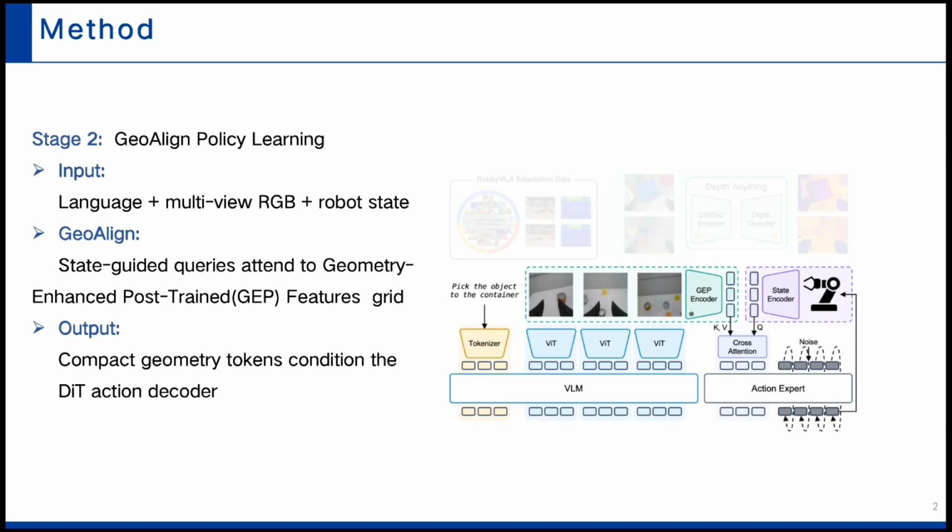The second stage is GeoAlign policy learning. The frozen geometry branch produces an image-space GEP grid from multi-view RGB observations, and proprioceptive state queries cross-attend to this grid to extract 8 compact, phase-dependent geometry tokens. These tokens are concatenated with RGB and language tokens and condition the flow-matching action decoder.